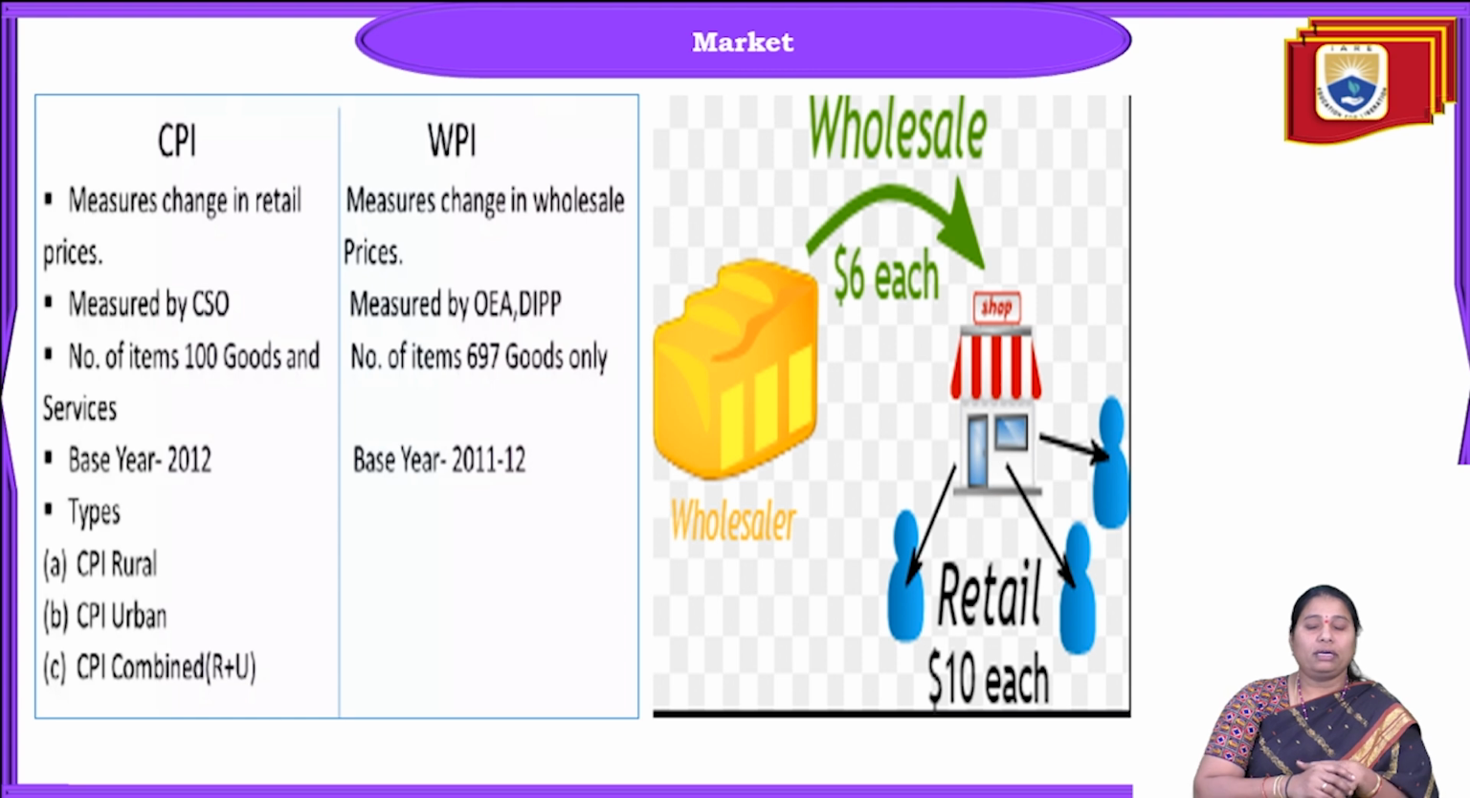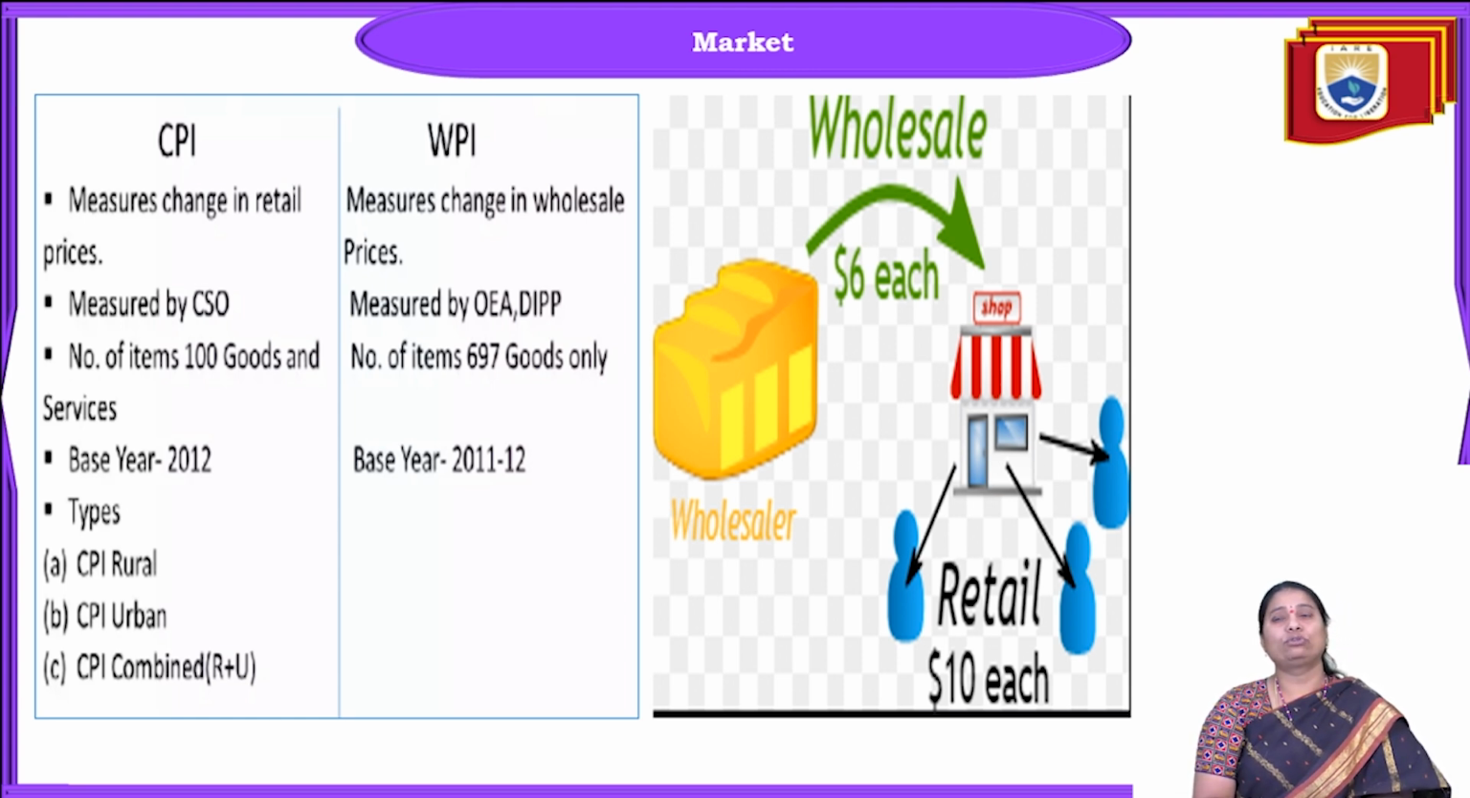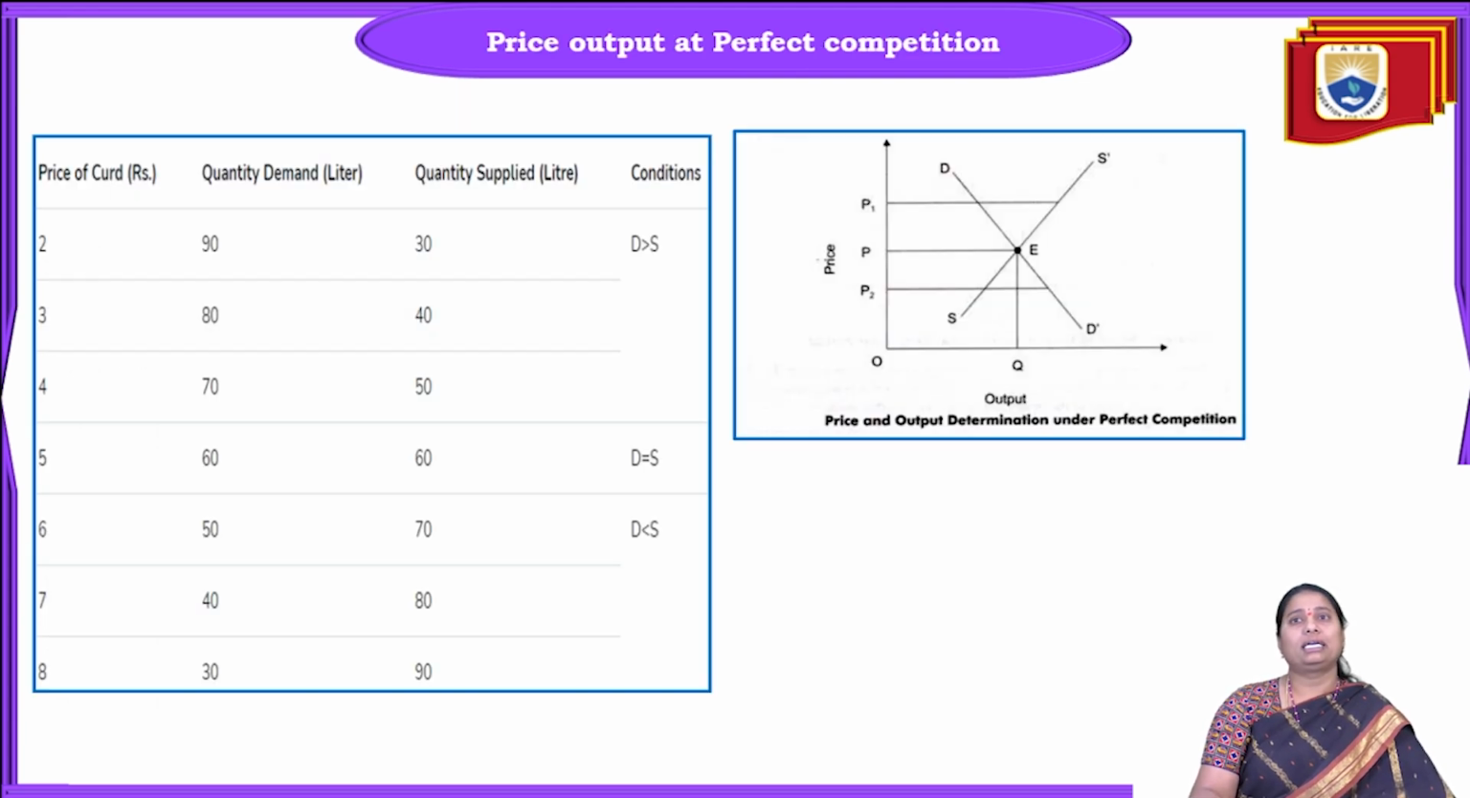So it is measured by the Central Statistical Organization. If the number of items is 100 goods or more, they can go for wholesale markets, and if it is less than 10, or the retail ones, then we can say it is the retail market.